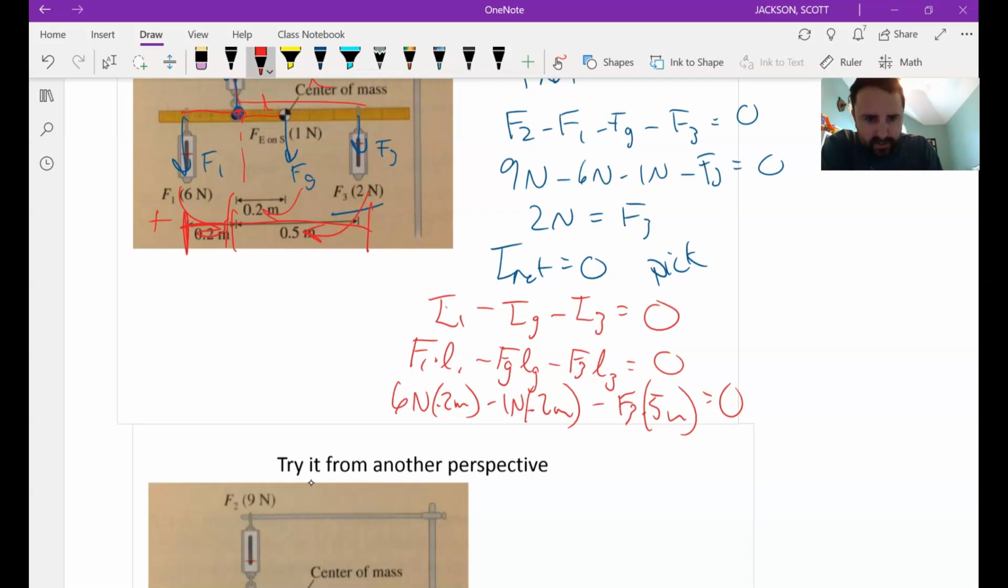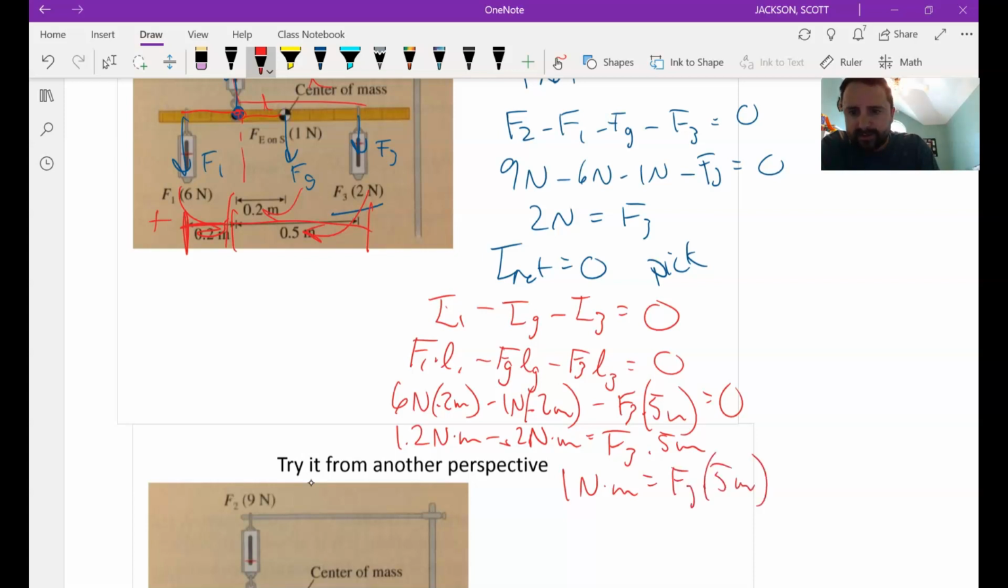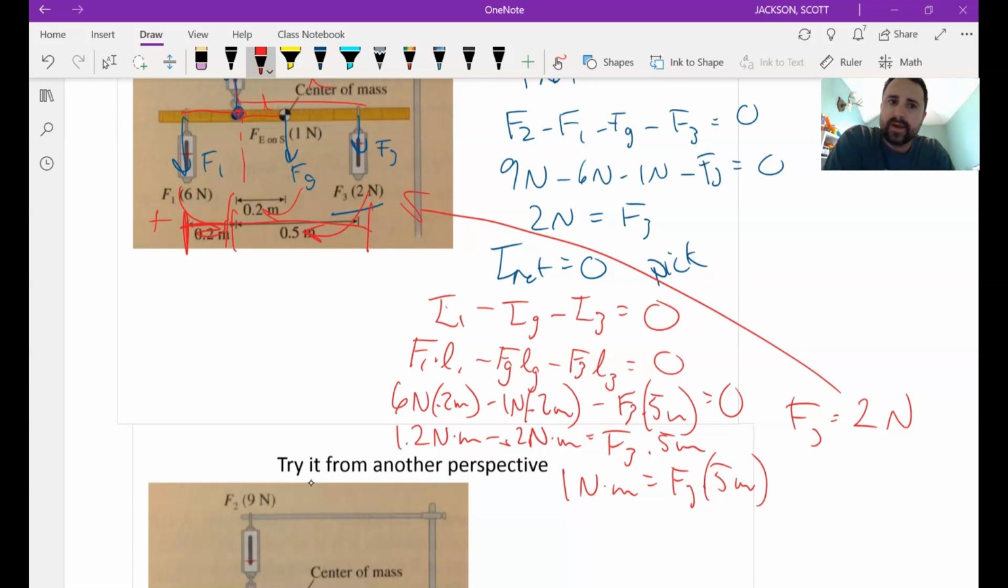So, checking my numbers, this is going to be 1.2 newton meters, that's our unit for torque, minus 0.2 newton meters equals, I just added this to the other side. So I get 1 newton meter equals F3 times 0.5. So then F3, doing my algebra, is going to get me 2 newtons. And hey, what do you know? That's what I have. So here, we can see that it works when you're given everything.